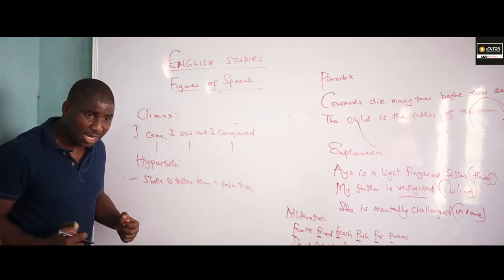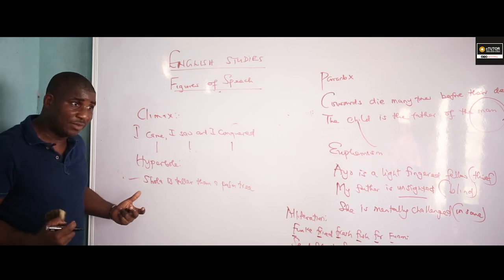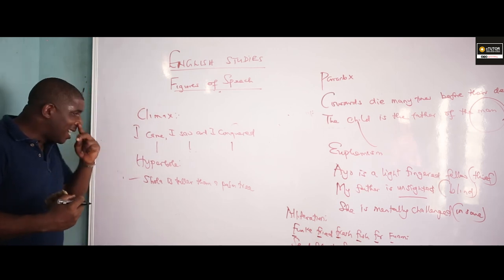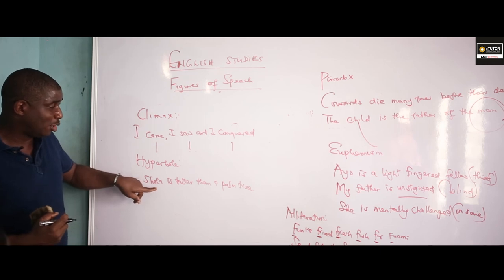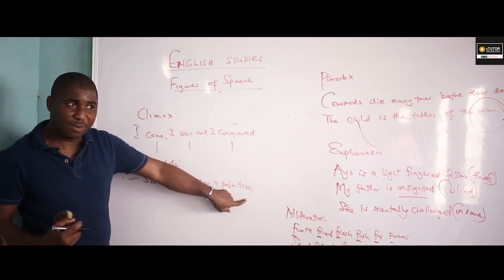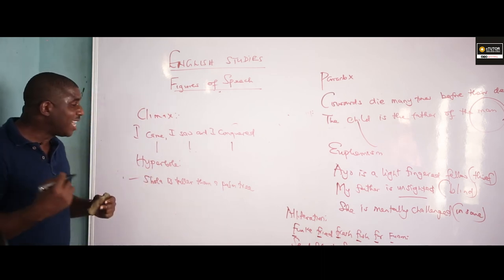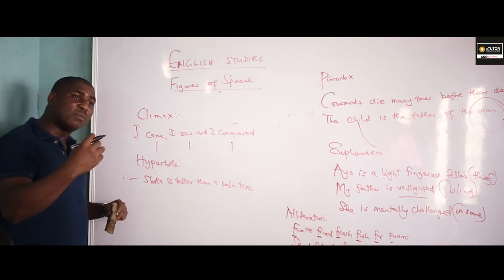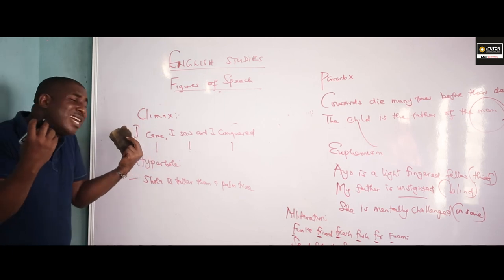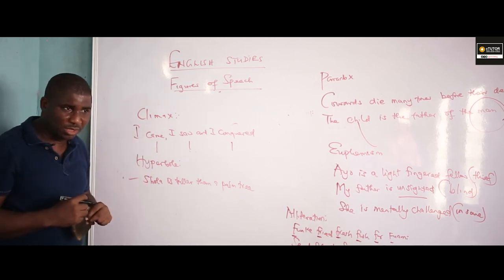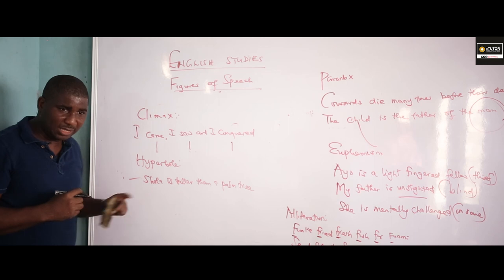Am I communicating? Although Shola is tall, yet she can never be as tall as what? Am I communicating? So the height of Shola has been blown out of what? Proportion. So exaggeration is a figure of speech which makes something smaller sound bigger. It is a deliberate exaggeration. Am I communicating? Hyperbole is what? A deliberate exaggeration.